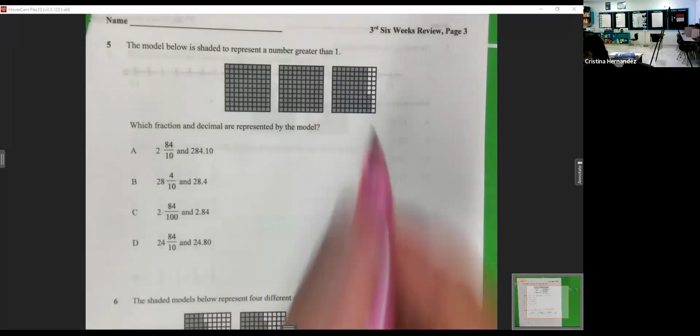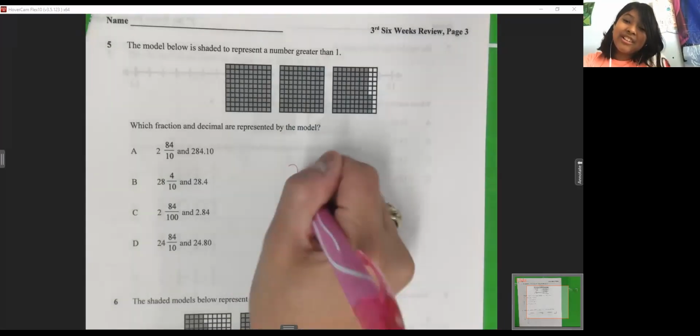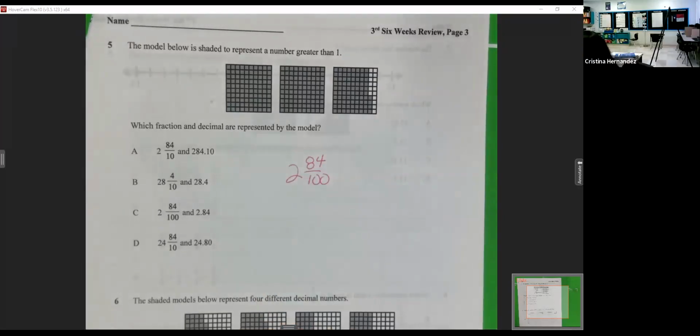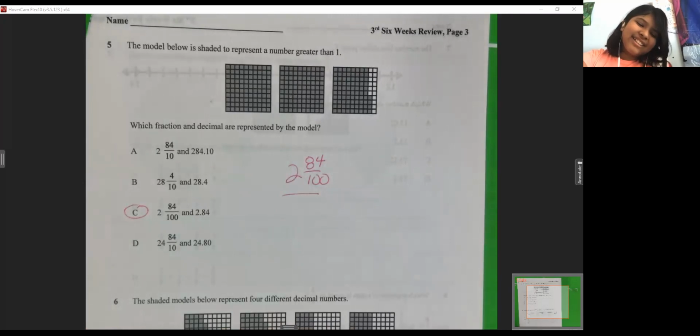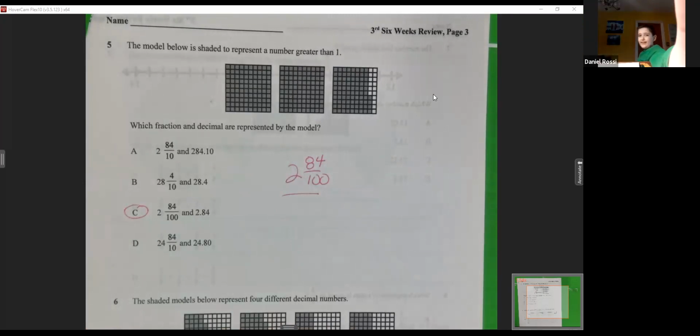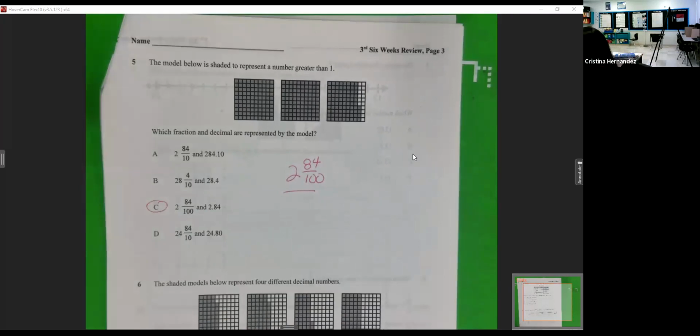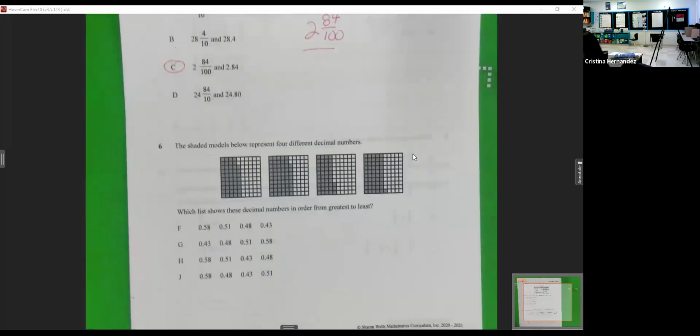So how much is represented in this picture? 2 and 8400. If you got just that right, there's only one that has that, right? It's C. That was so easy. Well, actually, if you just look at the model, it's just 100. So it's automatically C.